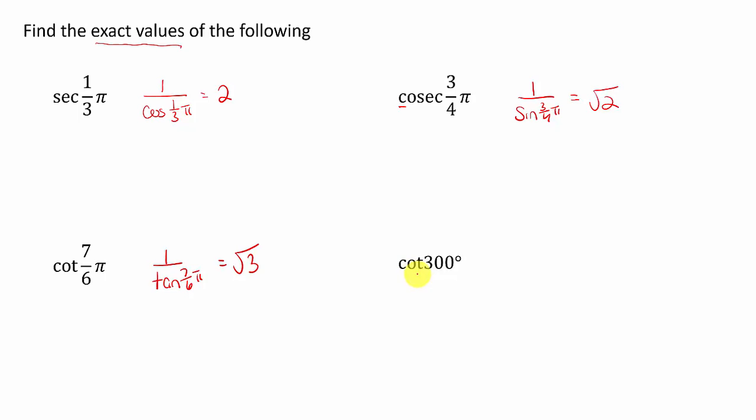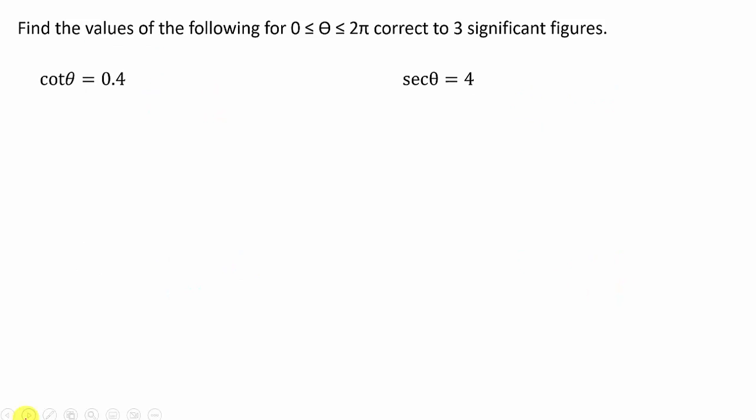This, though, is cotangent of 300 degrees, and that would be 1 over tangent of 300 degrees, and that would give us negative square root of 3 over 3. And again, we have to give our answer like that because it asked for an exact value, so we're not allowed to give decimals. Okay, so this is a good review of your rules when solving trig.